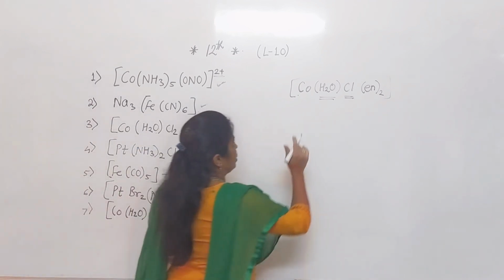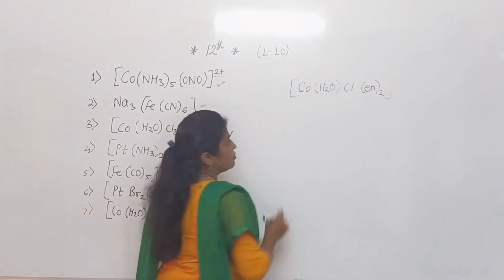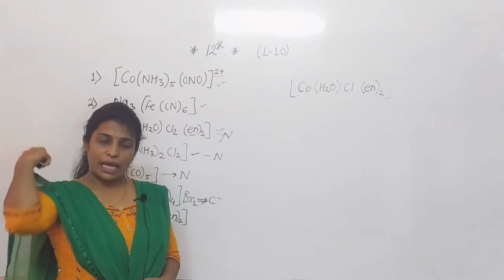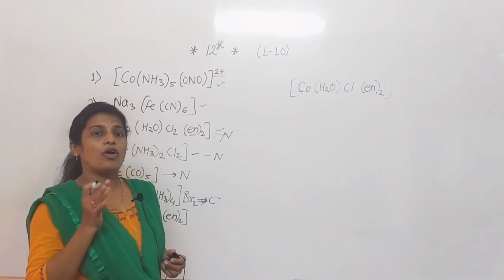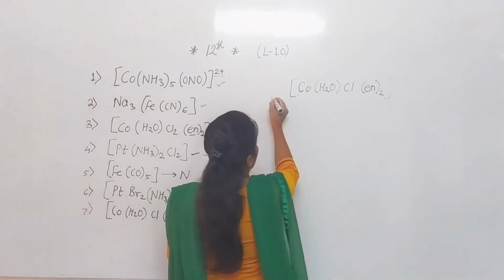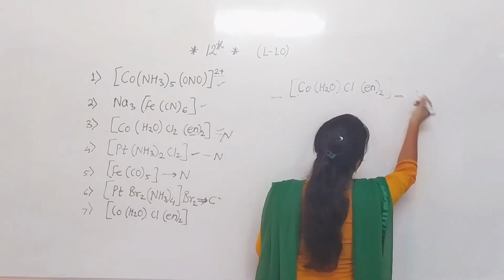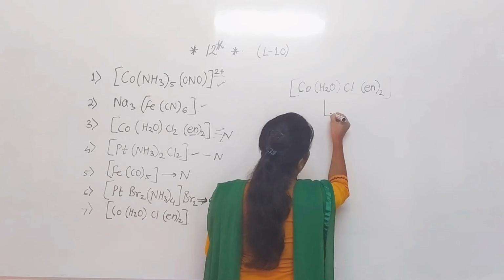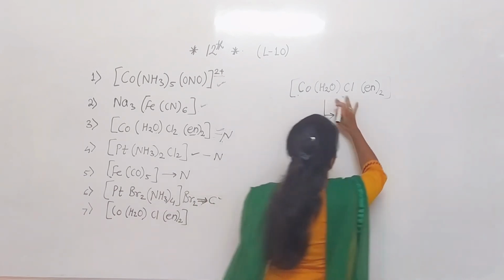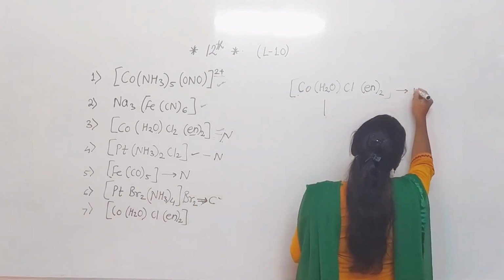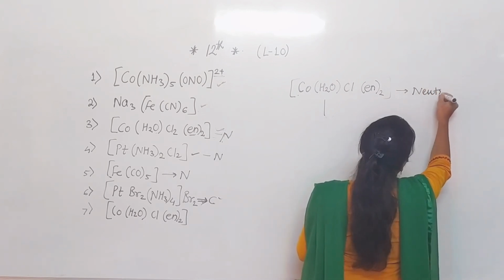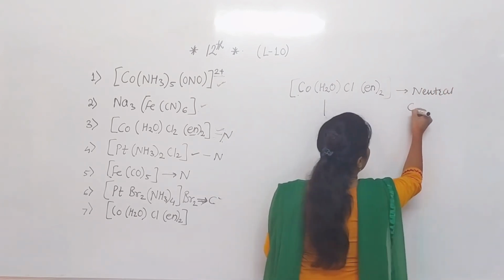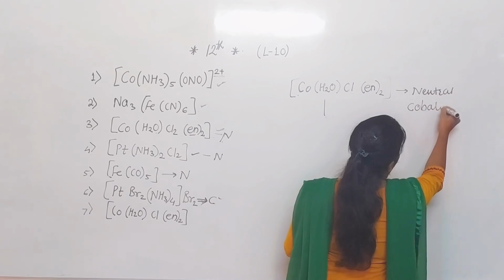Now see here, firstly we have to identify whether it is a cationic complex, an anionic complex, or a neutral one. Is there any charge? No, nothing is there. No charge. Means this is an example of a neutral complex. As we know, for a neutral complex, the metal name we have to write as it is.